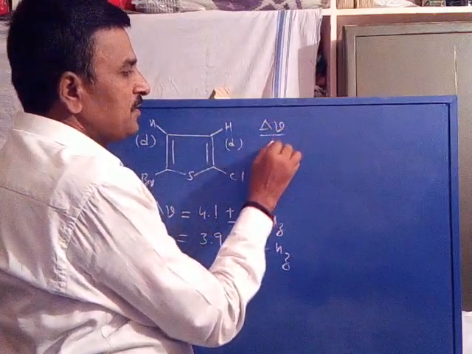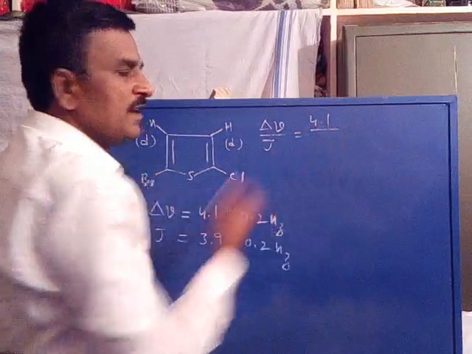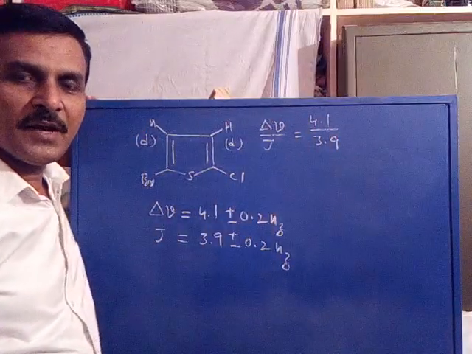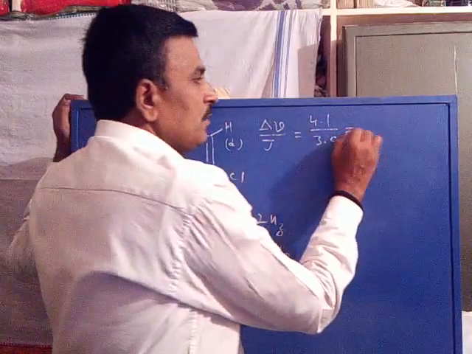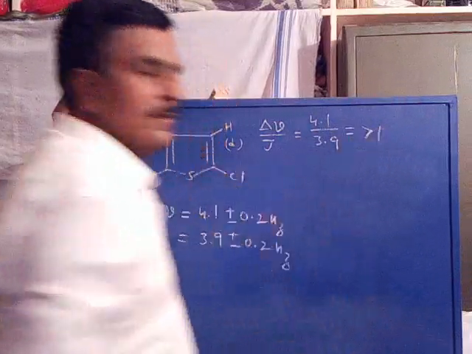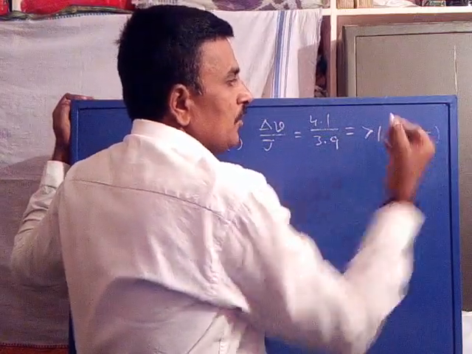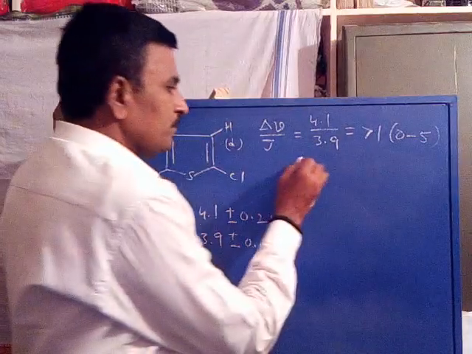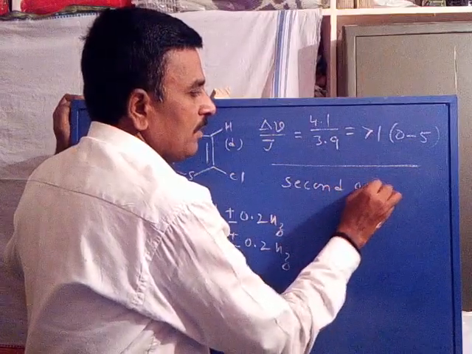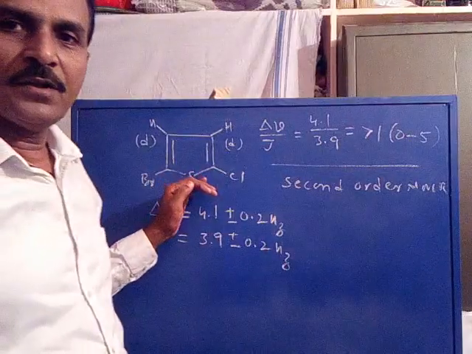Delta nu divided by J is equal to 4.1, that is the difference, divided by the J value, 3.9. This is nearly 1, or greater than 1. Now the value greater than 1 is lying under 0 to 5. Therefore it results in second order NMR. So the spectrum for this molecule is second order.